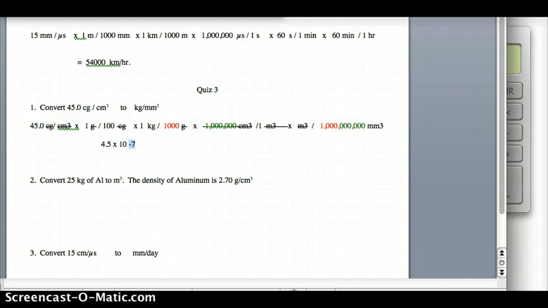Now there's one other catch. Do you know what that catch is? Look here. The number of sig figs up here is 3 sig figs. The number of sig figs here is 2 sig figs. So you need to put another 0 on so that you'll have 3 sig figs in your answer. So it's 4.50 times 10 to the negative 7th. The unit is kilograms over cubic millimeters.